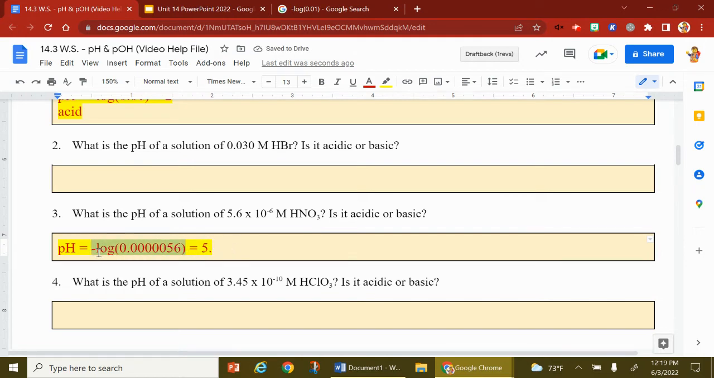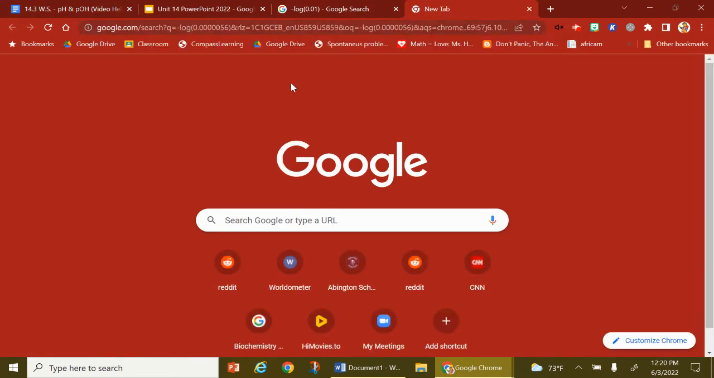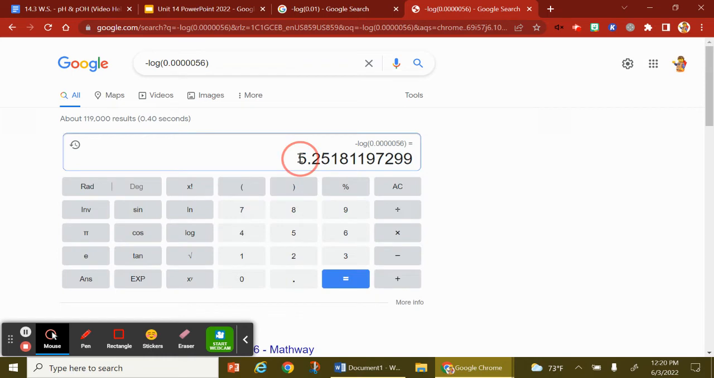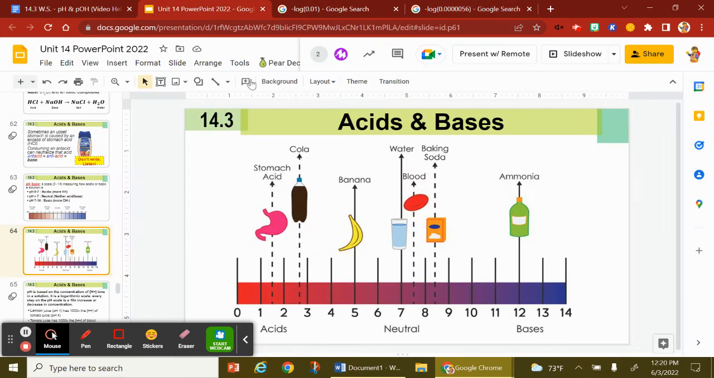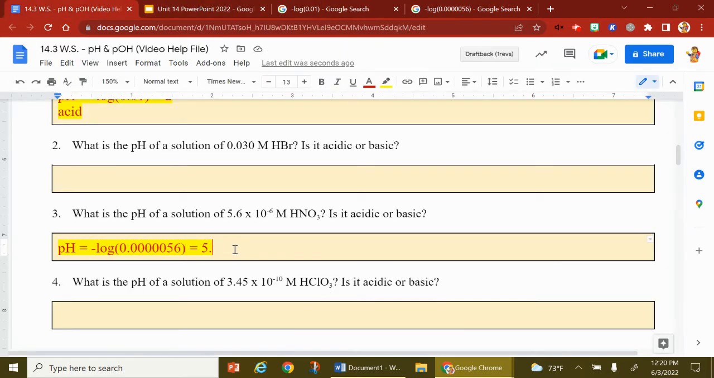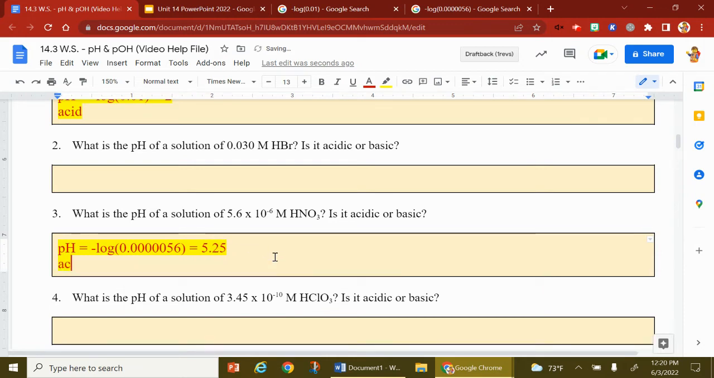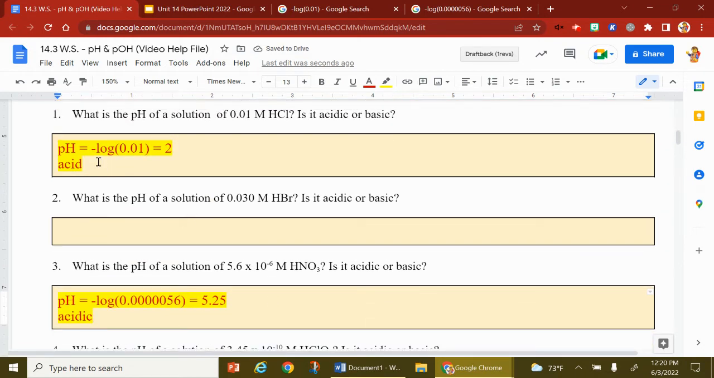And let's just plug this into Google. What is the negative log? 5.25. Very good. So that's the pH of this, 5.25. And it's acidic, all right, because it's still less than 7. It's not as acidic as the answer to number 1, but it's still acidic.